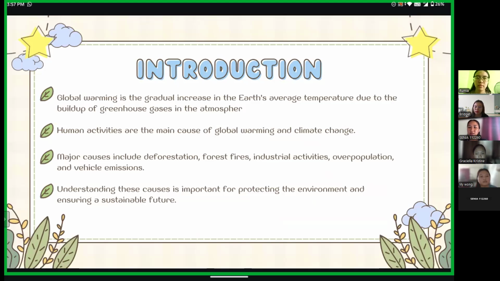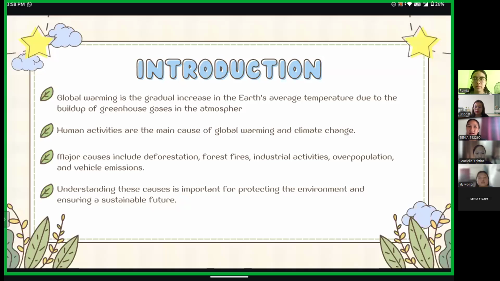Global warming is a very serious issue because it affects the whole world. It changes weather patterns, causes extreme weather events, and damages the environment. For example, we are now experiencing more frequent heat waves, heavy rainfall, and a rising sea level in many parts of the world.